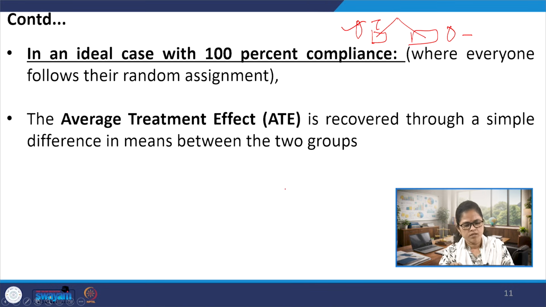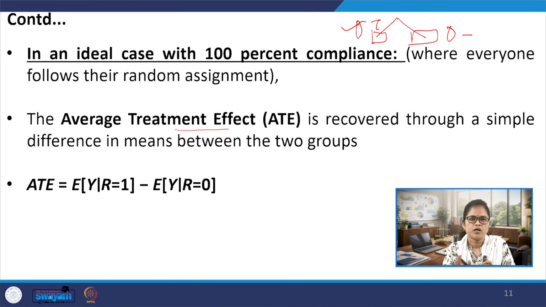Okay, in this case, when 100% compliance is found, we can find the effect of the intervention of a policy or program through what is known as the average treatment effect. So what is this average treatment effect? It is recovered through the difference between the two groups, that is your control group and your treatment group. This average treatment effect, which captures the impact of the intervention, is found by identifying the difference between the treatment group and the control group.